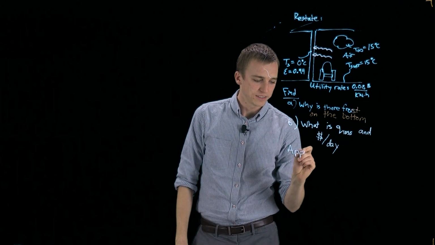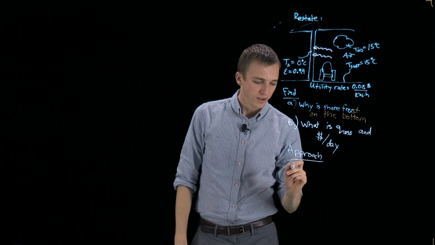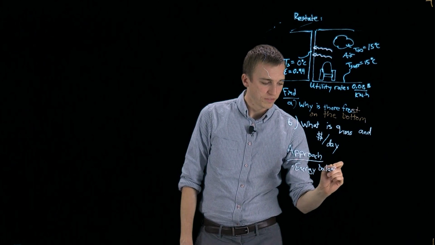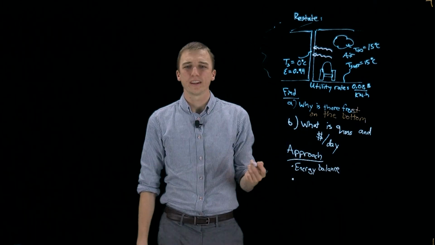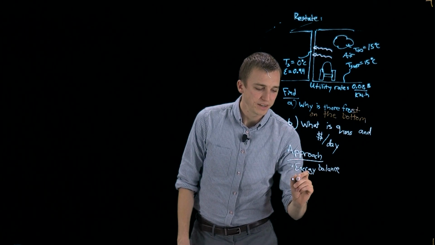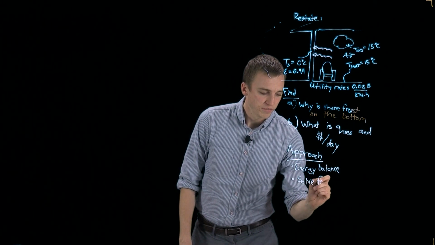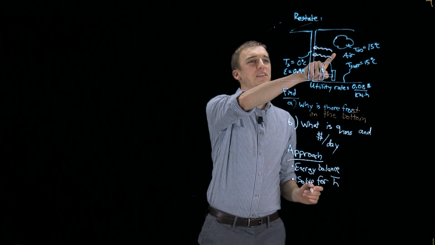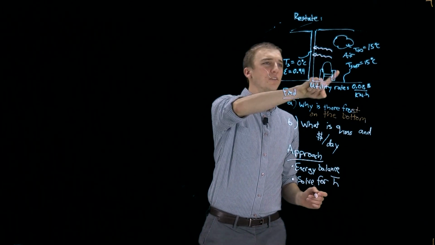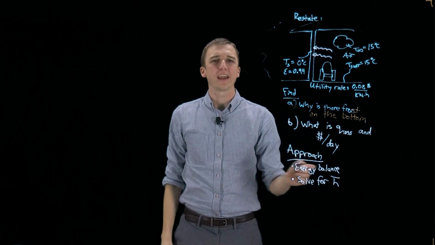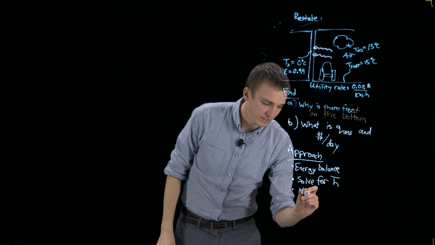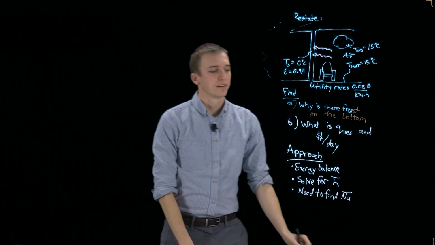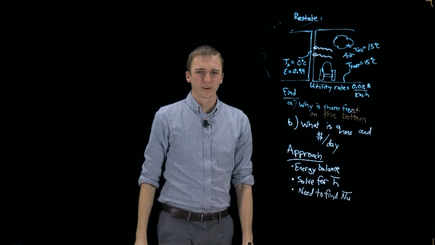Okay, let's talk briefly about our approach. Our approach is we're going to do an energy balance on the window. And as we do that energy balance, we're going to find that we need to solve for some sort of h bar, right? We need to find the convective loss from the room into the window, and that's going to require h. And in order to do that, we're going to need to find the Nusselt number. Okay, so that's kind of the approach we're going to take here.